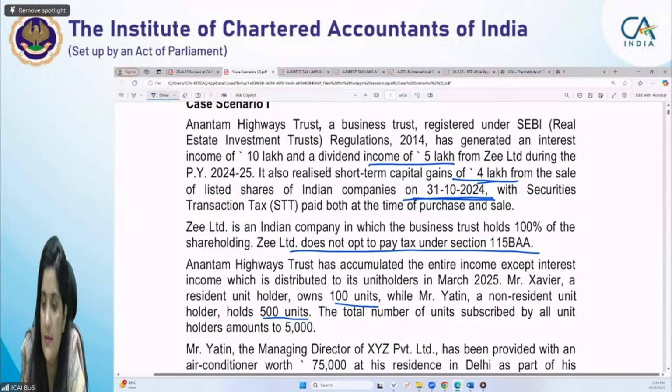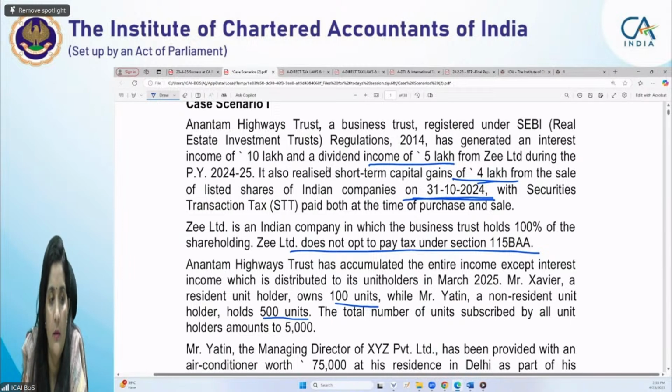Short-term capital gains will be taxable in the hands of REIT. Yes, in the hands of the business trust. At what rate would it be taxable? 20%. Yes. Why? Because the short-term capital gain is arising after 23rd of July 2024, right? So it would be taxable at the rate of 20% in the hands of business trust.